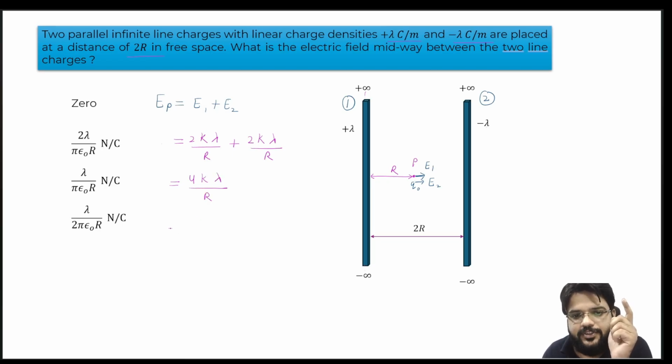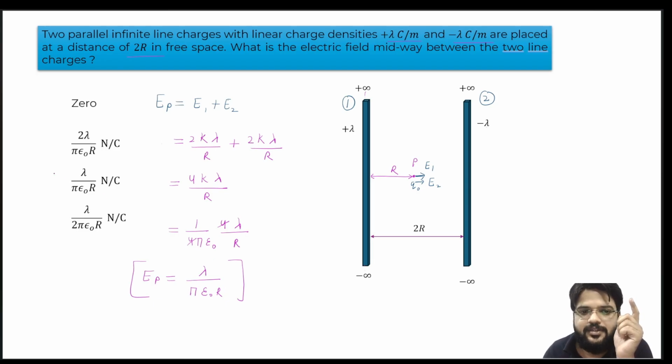Now we will put in the k value, which is 1 upon 4 pi epsilon naught. So 1 upon 4 pi epsilon naught times 4 lambda by r. Now the 4 will get cancelled out, so we get lambda by pi epsilon naught r. This is the net electric field at point P. Now if we check the options, we get option C. So C is the correct answer for this question. I hope this is clear to everyone, how we can do it.